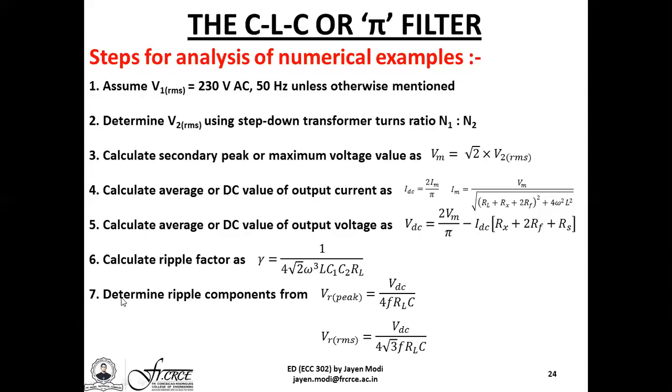And we can easily obtain the ripple components, which can be the peak ripple value or the RMS ripple value, using the standard expressions: VR peak is equal to VDC upon 4 into F into RL into C. VR RMS is equal to VDC upon 4 root 3 into F into RL into C.